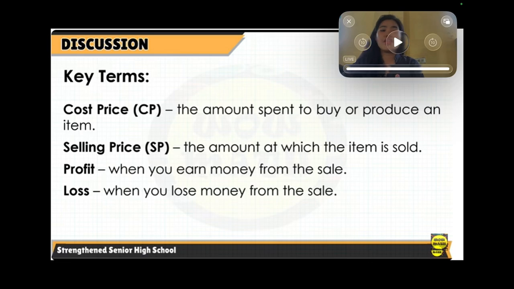Now these are the key terms that you will encounter. Although we have encountered these already in the past lessons, for the sake of this video, we are still going to use these terms. So cost price or CP, the amount spent to buy or produce an item. Then selling price or SP is the amount at which the item is sold. Then profit is when you earn money from the sale. And then loss is when you lose money from the sale.